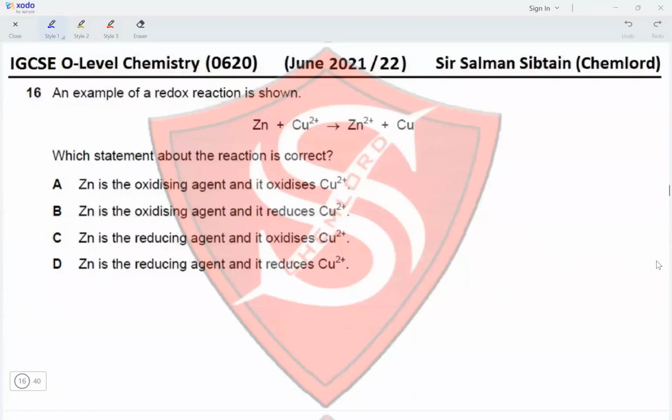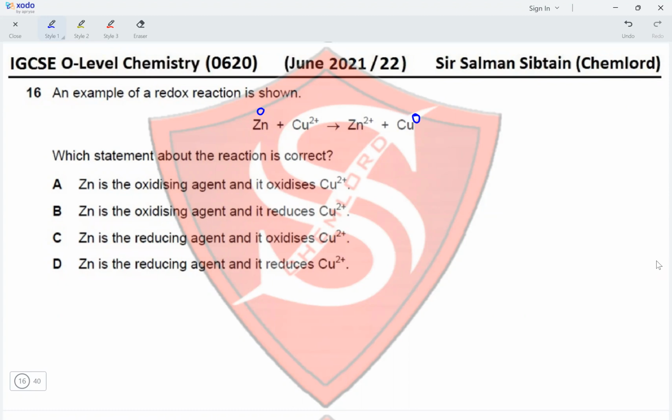Question 16. An example of a redox reaction is shown. Zinc metal has an oxidation state of 0, reacting with copper 2 positive ion, producing zinc 2 positive ion, and copper metal with an oxidation state of 0. So zinc atoms have been oxidized and copper ions have been reduced. Which statement about the reaction is correct?